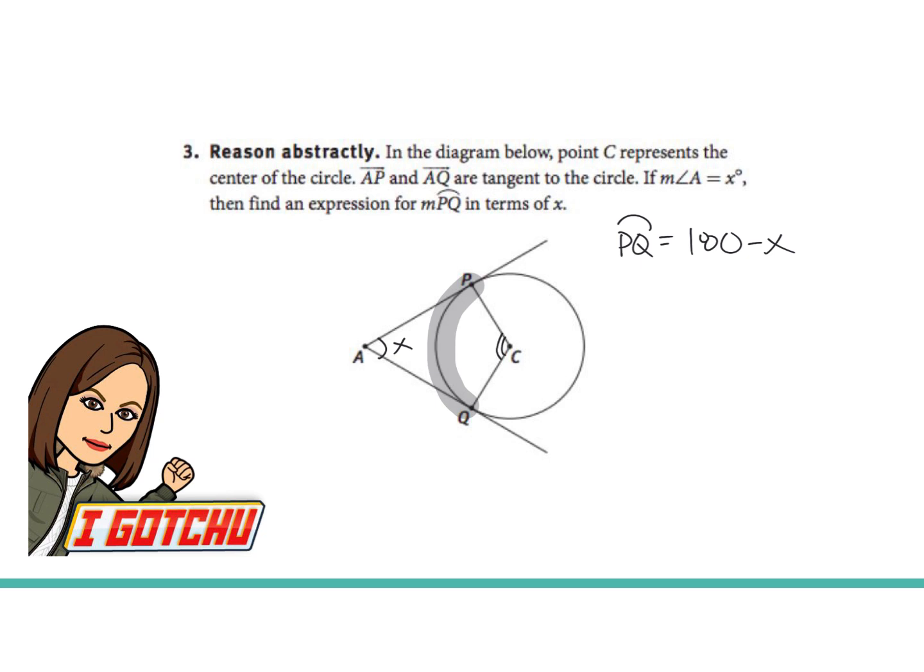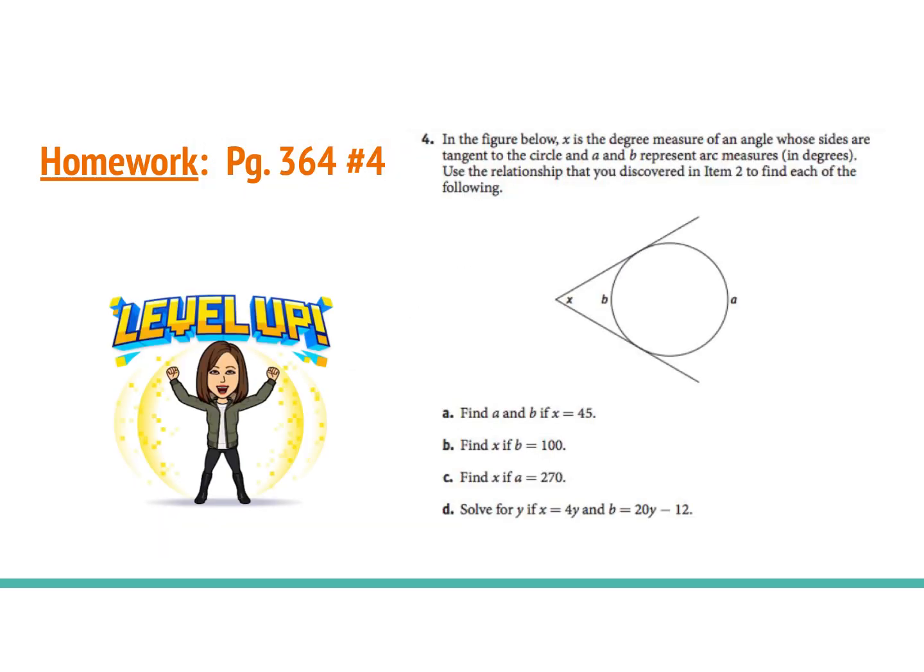I know, that's it. I know we're keeping the homework light this week, so if you look at page 364, you are going to complete question number 4. There are 4 parts to it, and it will build off of what we just learned about tangent lines and the angle measures as well as the arc measures within our circle. All right, good luck and happy mathing.